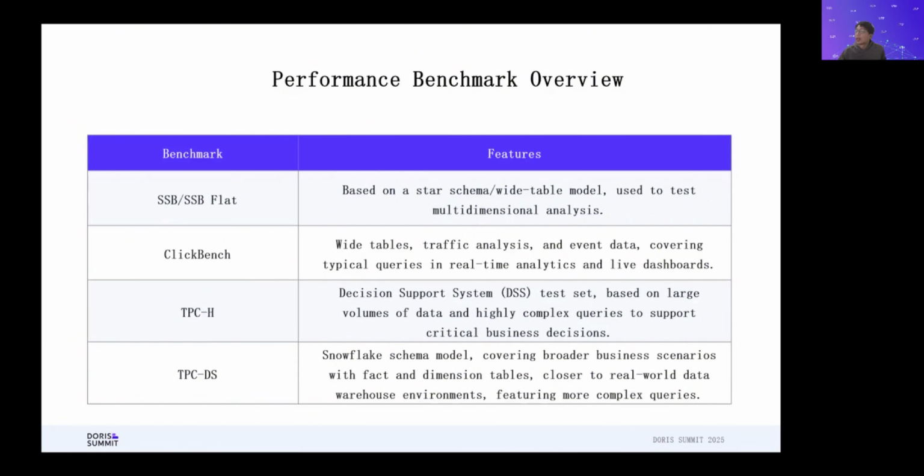The last but not least is TPC-DS. It uses a snowflake schema model compared to other benchmarks. It is the most complex benchmark, making it closer to a real-world data warehouse environment. So it also features more complex queries to test the system's comprehensive capability.